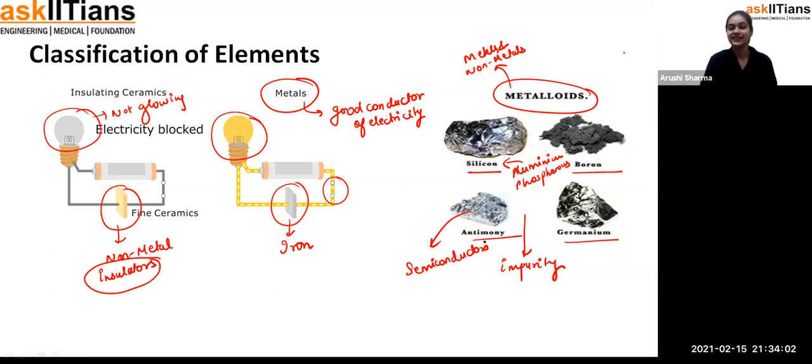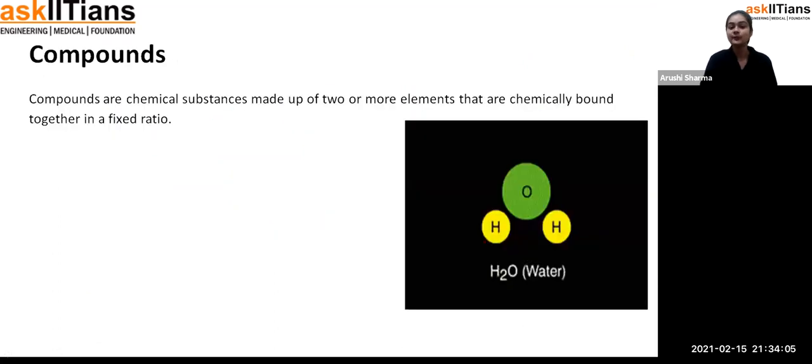So this is the classification of elements. Now moving towards another topic, that is compounds. As we have studied, an element contains only one particular component, but compounds are those chemical substances, students, in which two or more elements combine together in such a way that they form a chemical bond between them. And when they form the chemical bond, they are fixed in such a ratio that we can't alter that ratio.